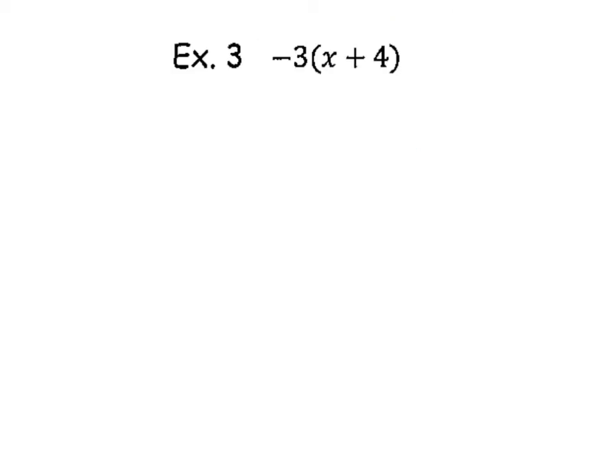Okay, going on to example 3. Distribute negative 3 times x, and then negative 3 times 4. What is negative 3 times x? Negative 3x. What is negative 3 times a positive 4? Negative 12. So that means that I just leave it like that.